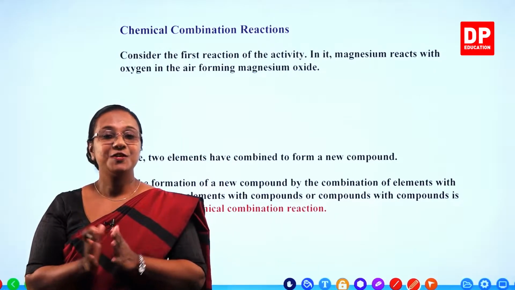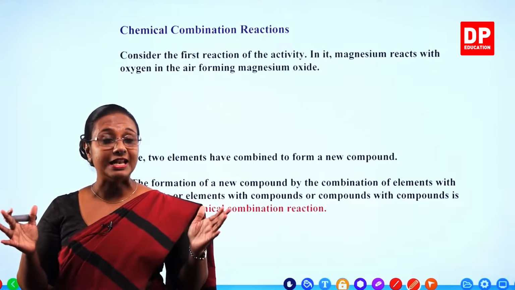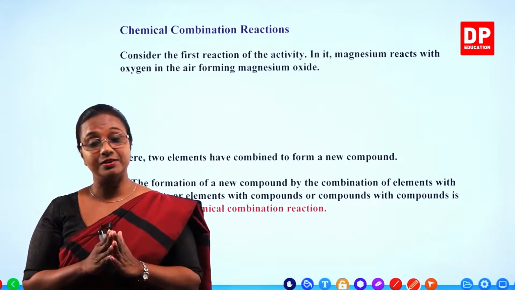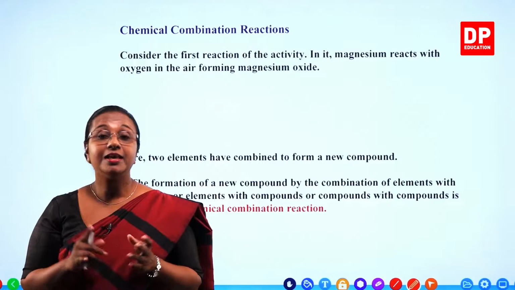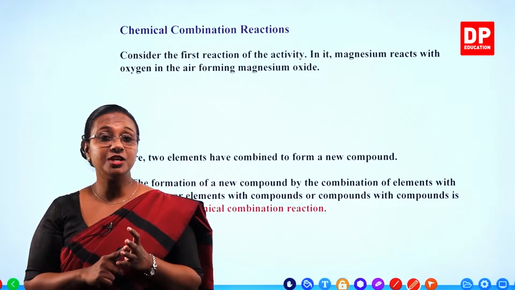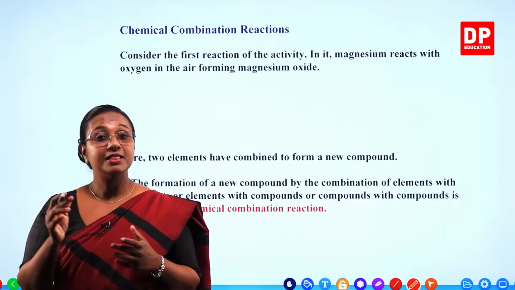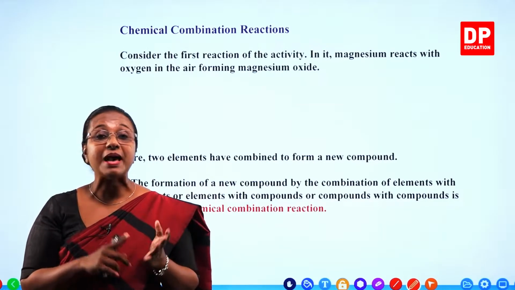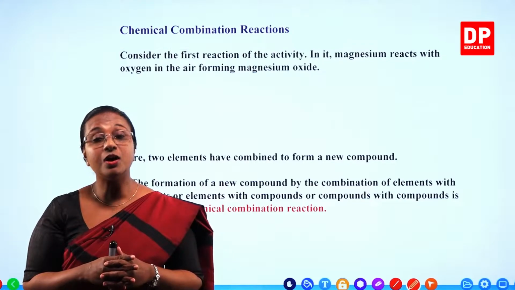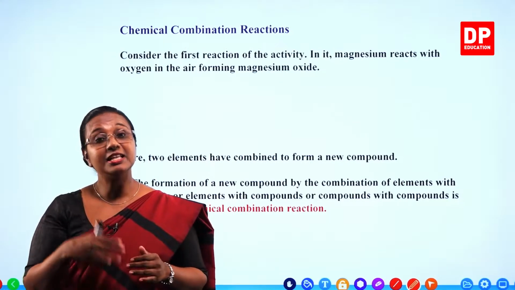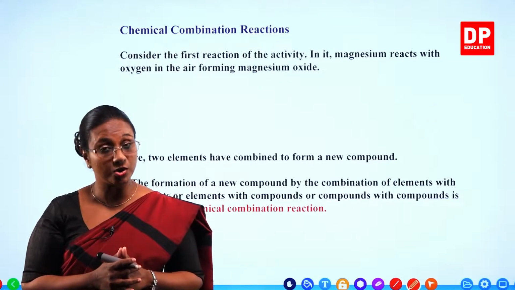Okay, students. In the previous chapter, we did an activity. We looked at the different types of chemical reactions. What are they? Chemical combination reaction: you have two or more reactants forming one product. The example was magnesium burnt in air. Magnesium and oxygen are the reactants, and they give rise to magnesium oxide.